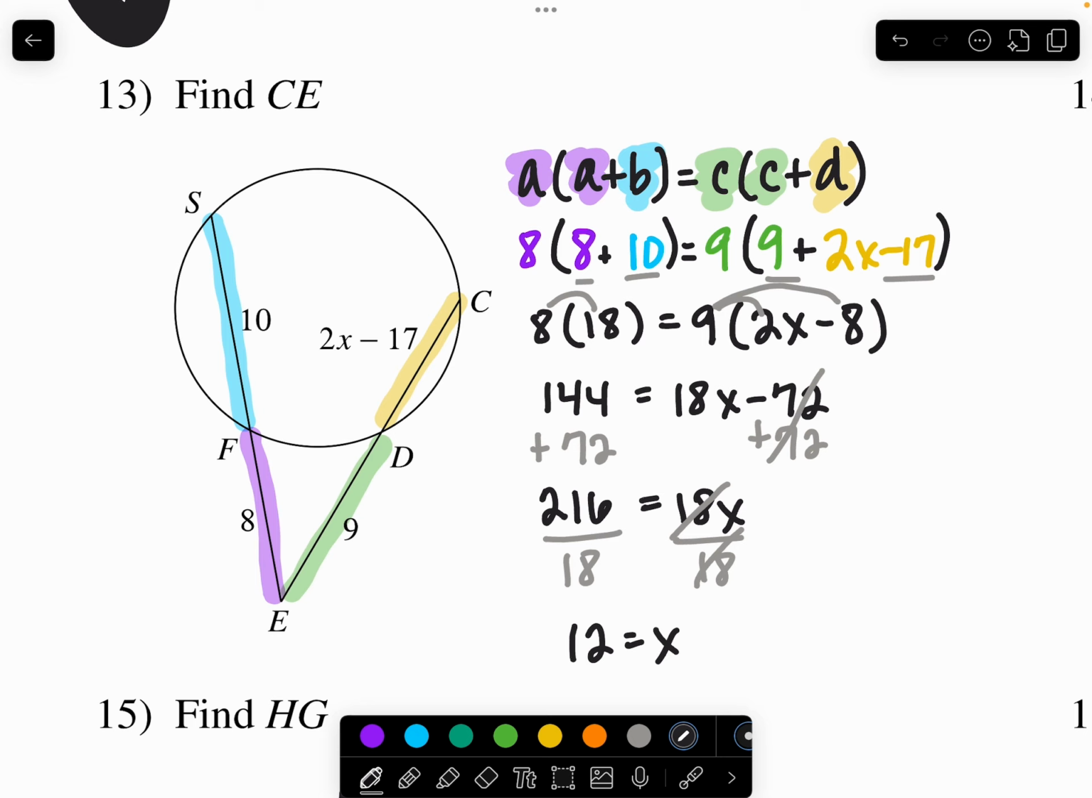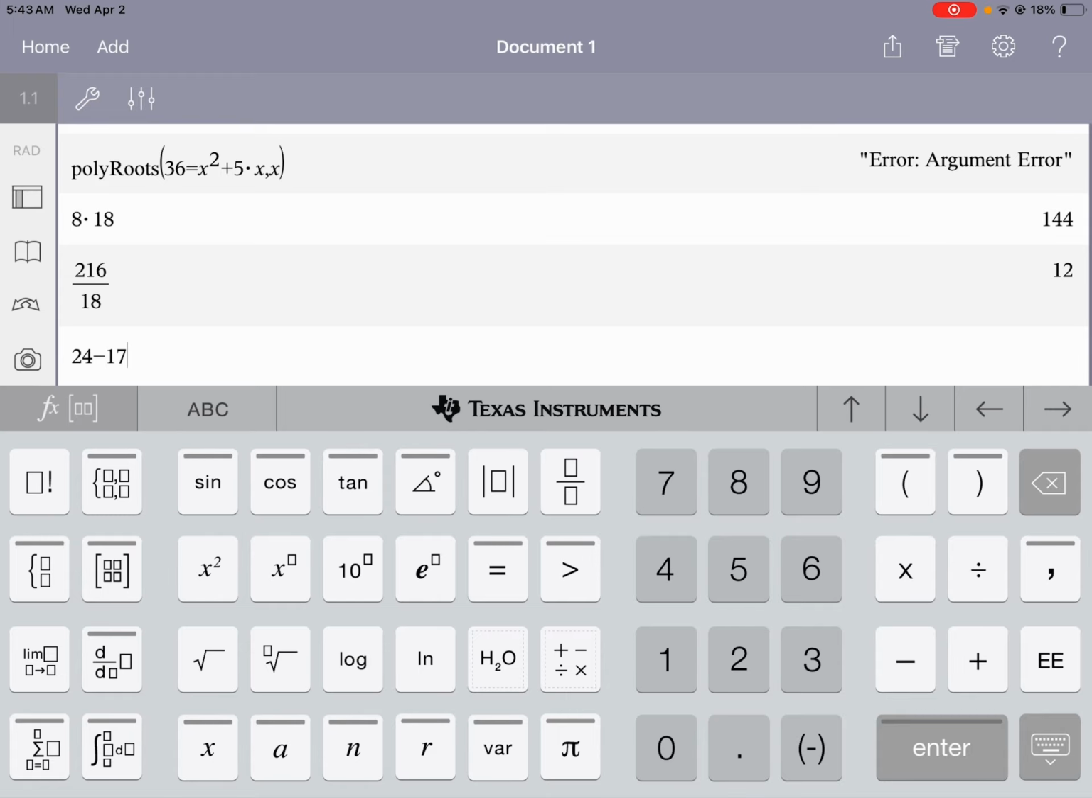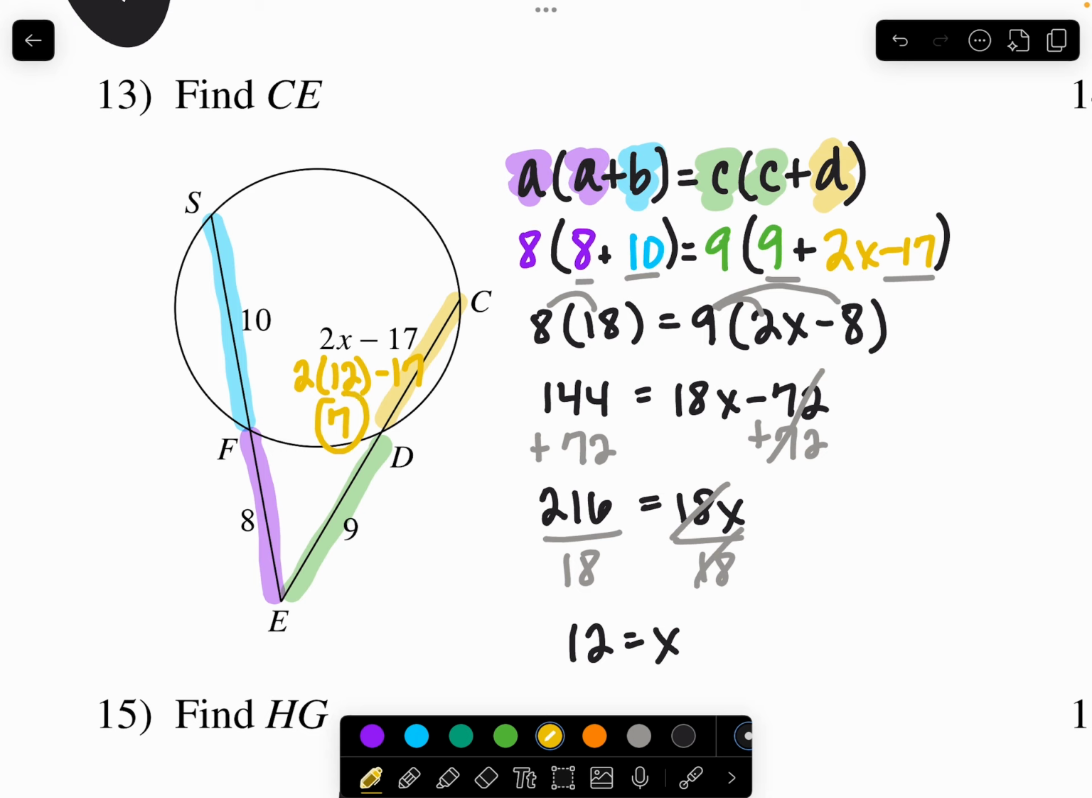And then we need to find CE, which is this entire segment. So we're going to plug that 12 in here. All right, cool, that'll be 7. And then 9. We have to add those together. So CE equals 9 plus 7, which is 16.